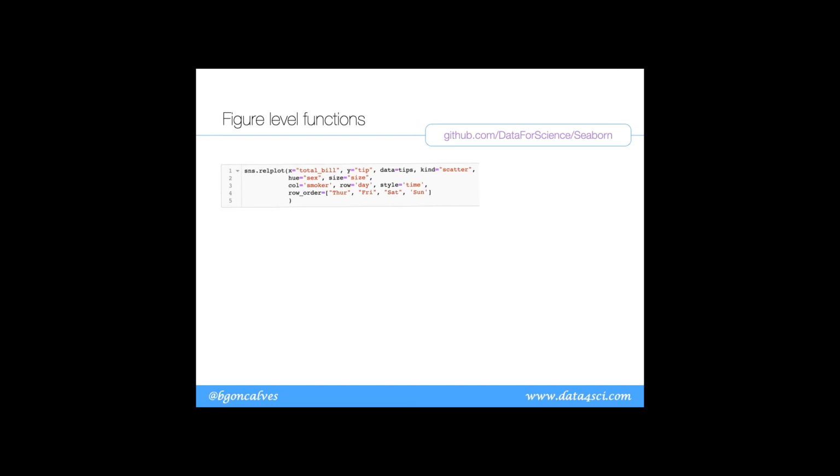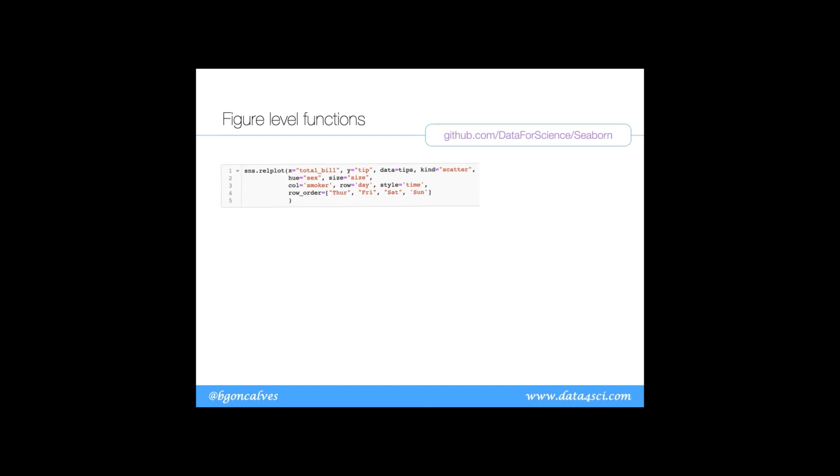For hue, we have the sex of the server, which basically will mean that males will have one color, females will have another color. The size of the markers, because this is a scatter plot, will be given by the column size. So basically the size of the party, how many people are at the table, will be used to specify the size of the symbols used. On the columns, we're going to represent if it was a smoking table or a non-smoking table. And on the rows, we're going to specify the day of the week.